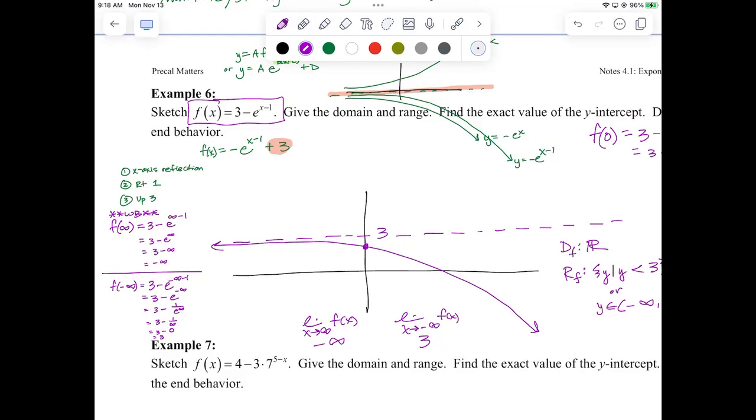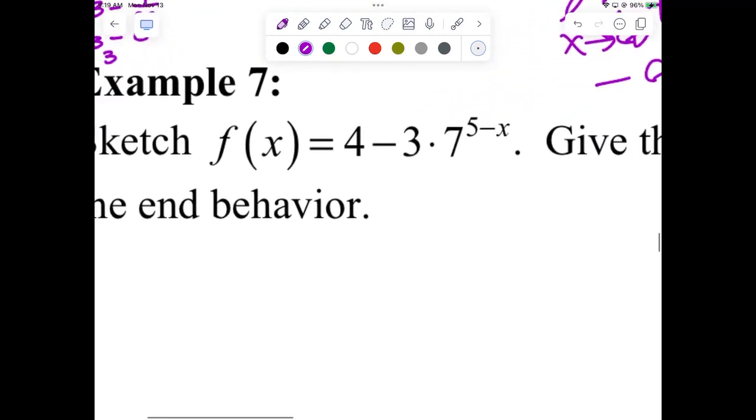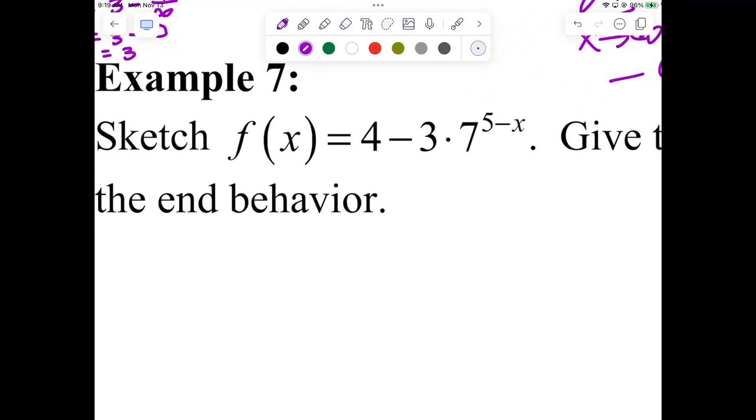All right, let's jump to example 7. Sketch this dude. Give the domain and range, find the exact value of the y-intercept. Okay, now notice this one is exponential. I can see it's exponential. I have a variable in the exponent, and I have a numeric base. What's the parent function here?